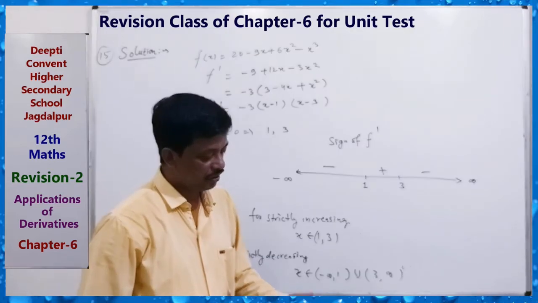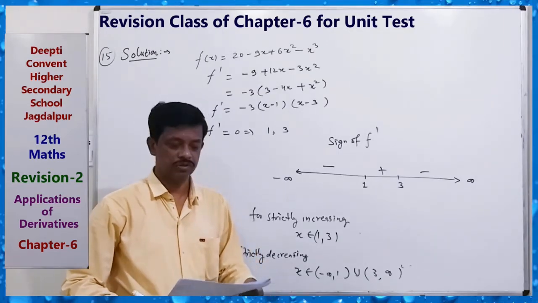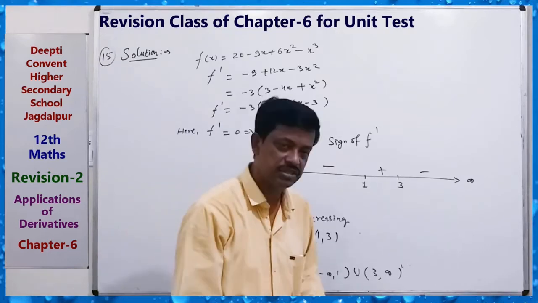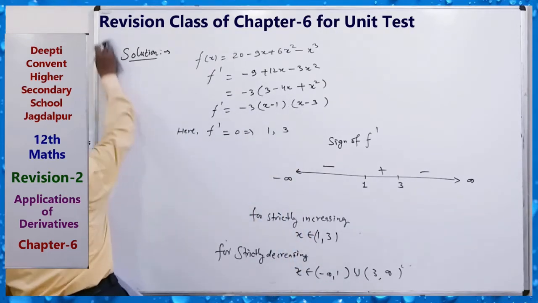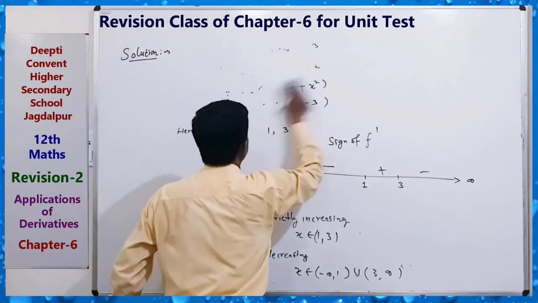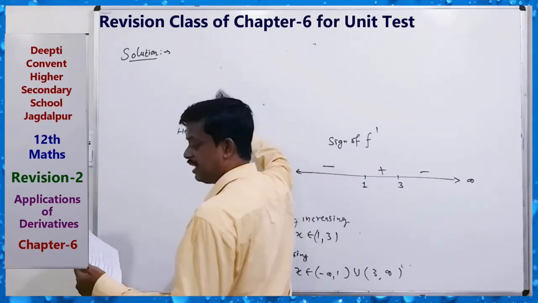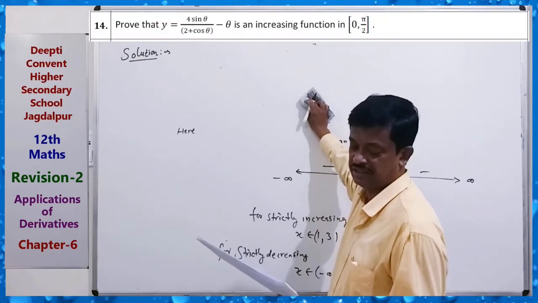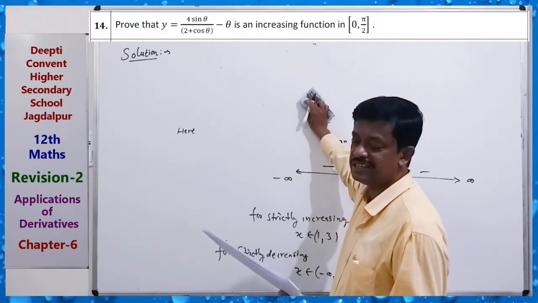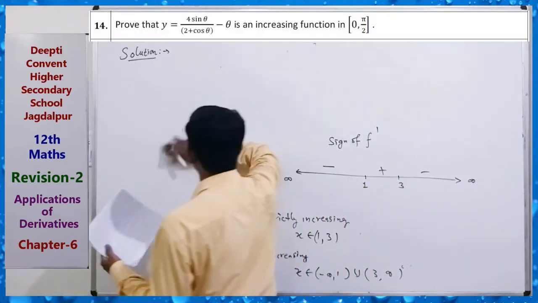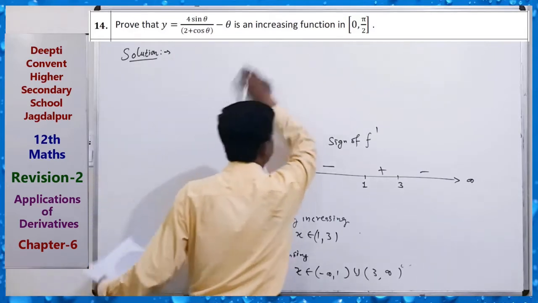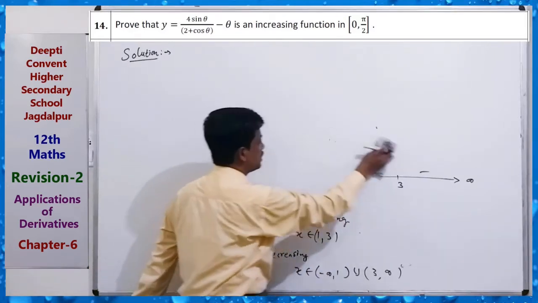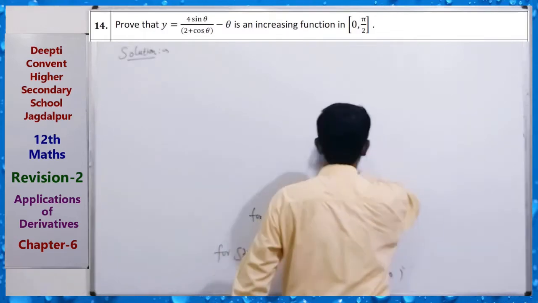Now we will solve question 14. It is very simple also. Okay, so how can you solve it? Here it is given that y equals this, an increasing function. We have to prove it is increasing in the interval 0 to pi by 2. Okay. When is a function increasing? Function is increasing means what?